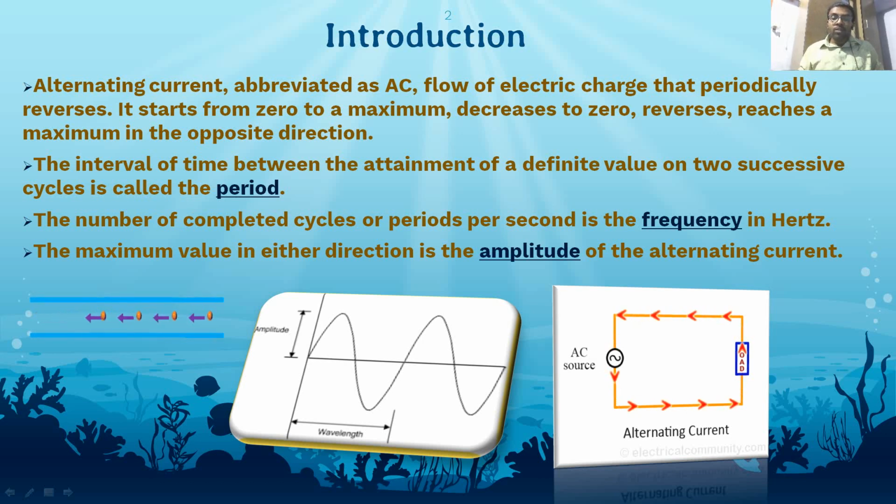So from zero position to positive maximum position, and positive maximum position to zero, and zero to again negative maximum position, and negative maximum position to again zero. So likewise it changes its cycles alternatively. Okay, alternatively means positive, negative, positive, negative. Likewise this AC current is flowing in the electrical circuit.